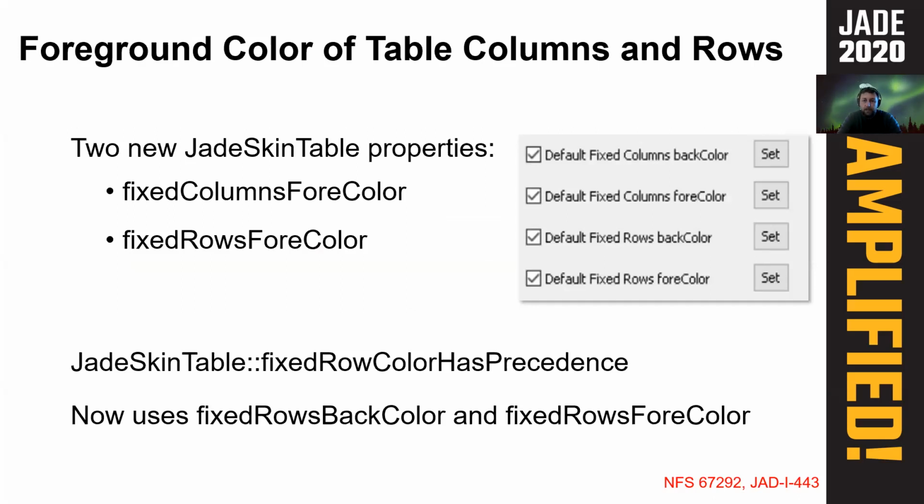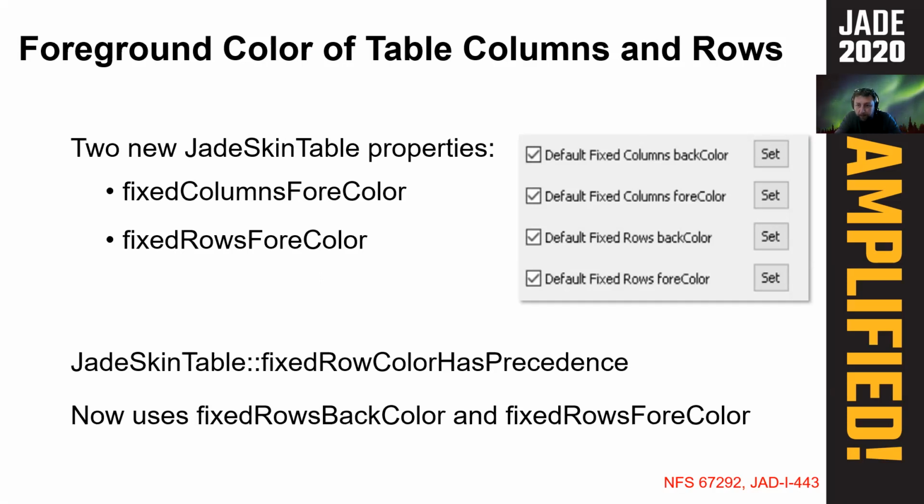The JADE Skin table class has 2 new properties, fixed columns fore color and fixed rows fore color, and these, surprisingly, allow you to set the fore color of the fixed columns and rows. On another note, the fixed row color has precedence property of the JADE Skin table class has changed.